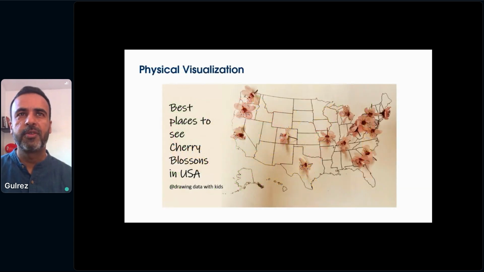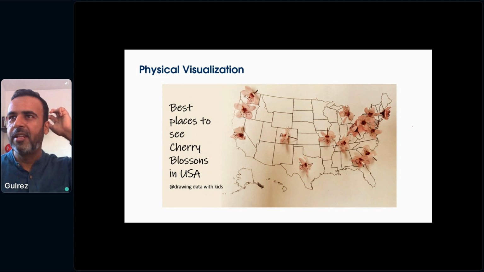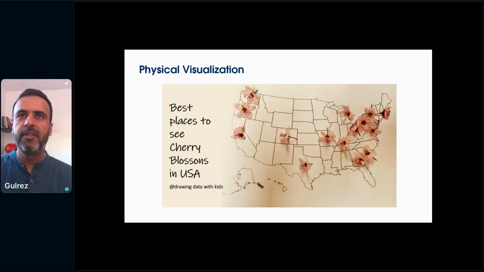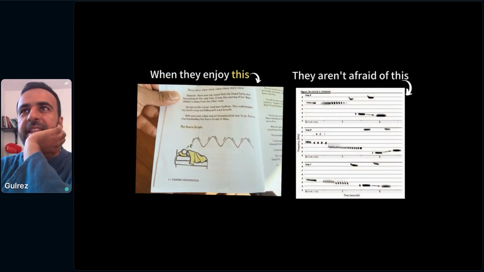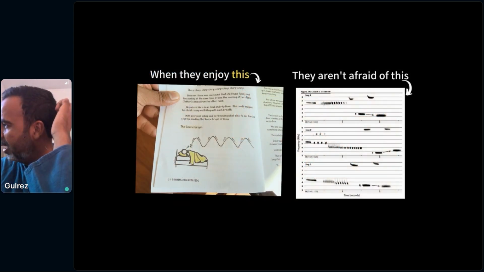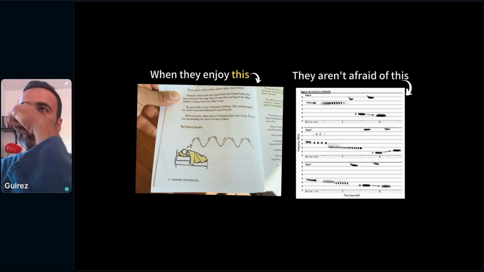Physical visualization. After we moved to California, my daughter was visiting the cherry blossom in Seattle. So I took a printout of our country and I put all these different cherry blossom flowers to show the places where cherry blossom is. And the idea is not to teach them, but to make them fall in love with data.